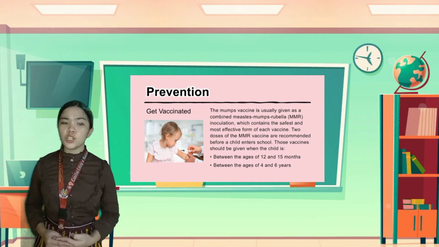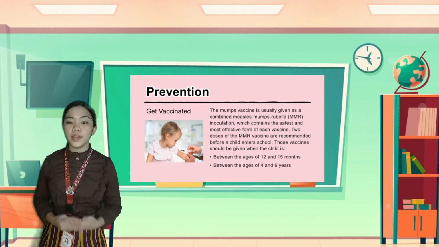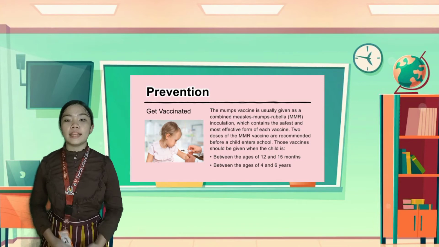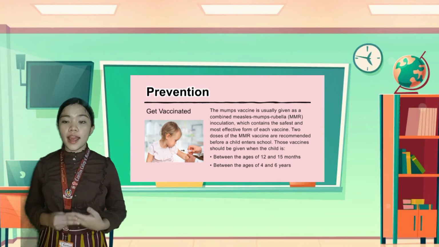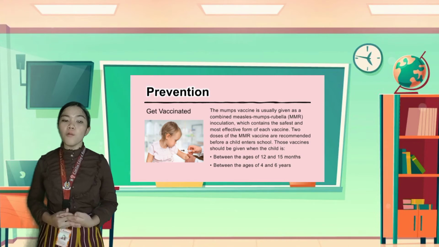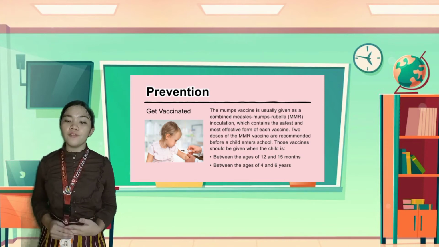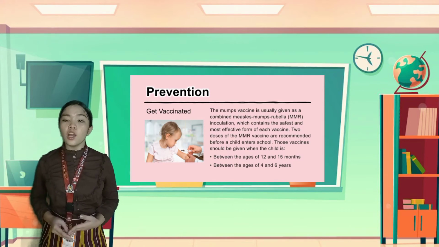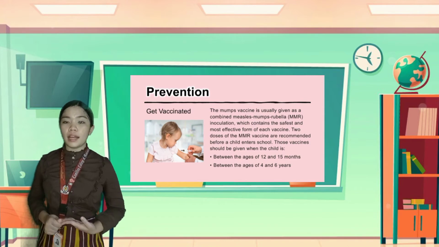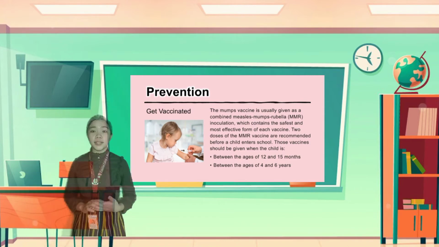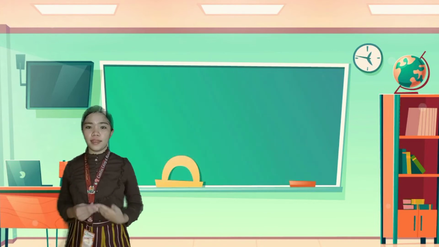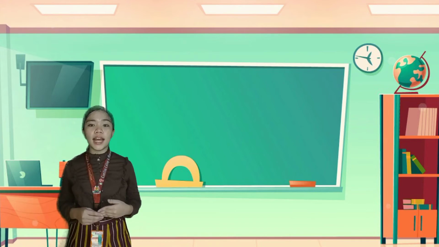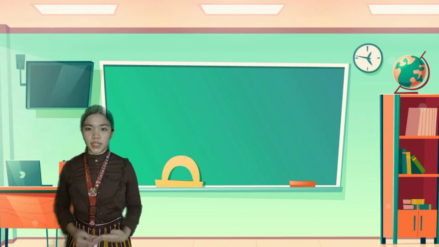So, those vaccines should be given when the child is between the ages of 12 and 15 months and between the ages of 4 and 6 years. Once they are fully vaccinated, they have immunity to mumps. A single dose of vaccine is not completely effective at preventing mumps. A third dose isn't routinely recommended, but your doctor might recommend a third dose if you are in an area that is experiencing an outbreak.